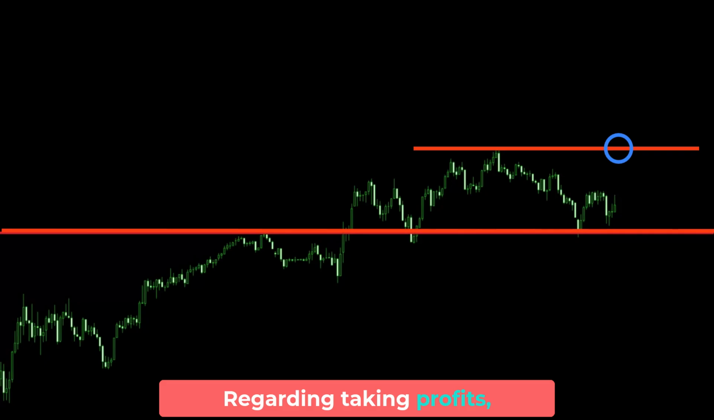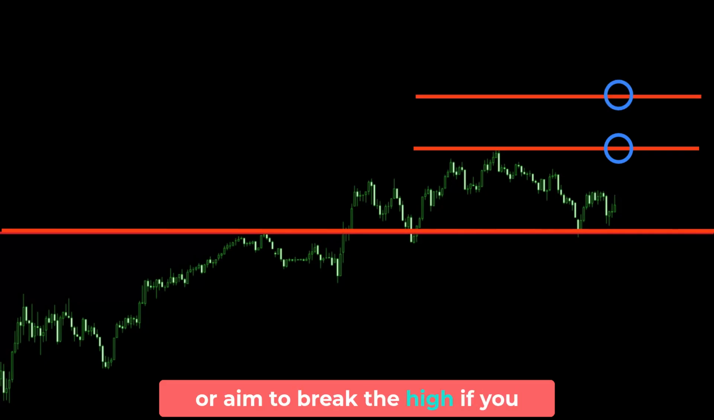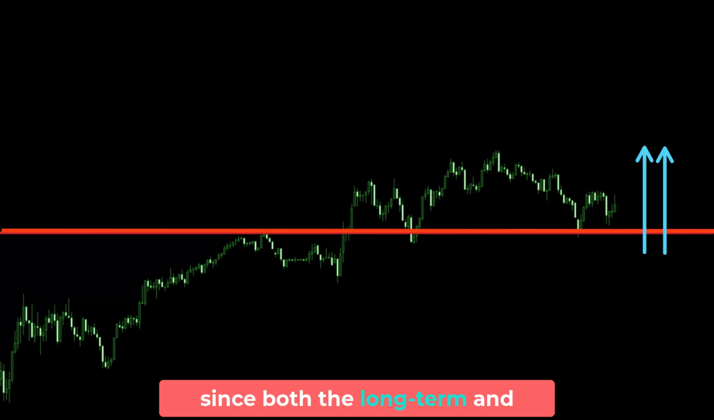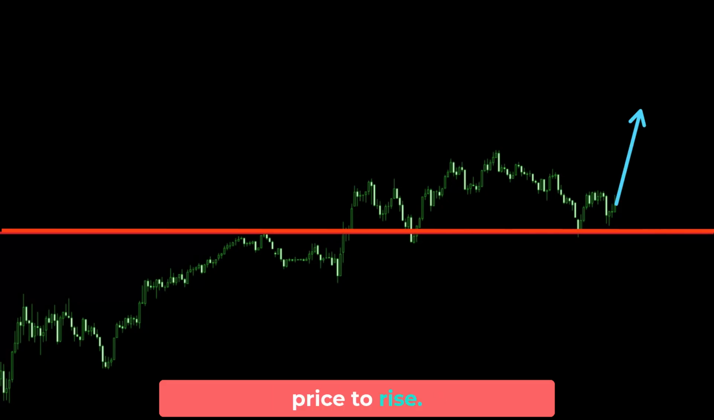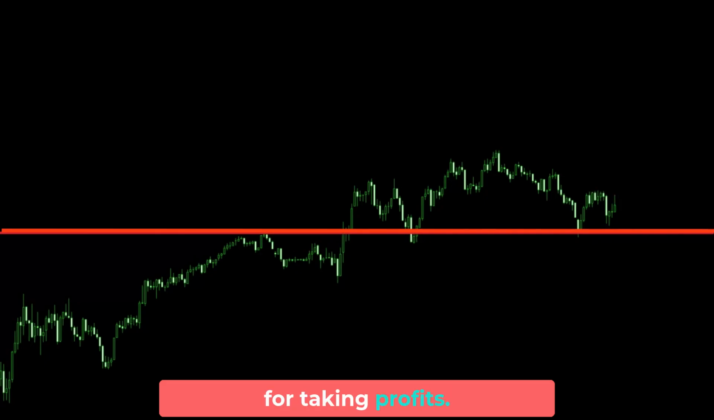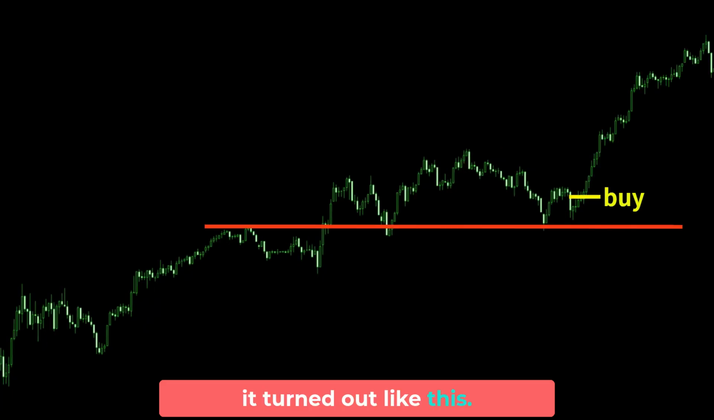Regarding taking profits, you can aim for the recent high or aim to break the high if you want a better risk-reward ratio. In this situation, since both the long-term and short-term trends are up, it's easier for the price to rise. This means you can extend your profits, so I would aim for at least twice the stop-loss width for taking profits. Looking at the subsequent movement, it turned out like this.